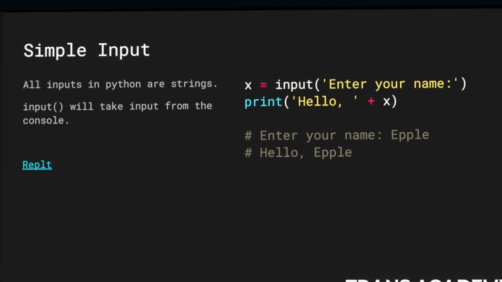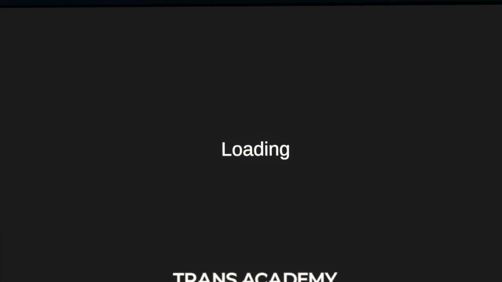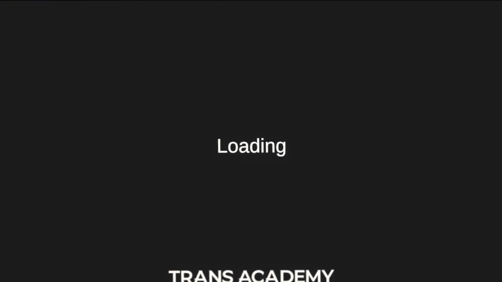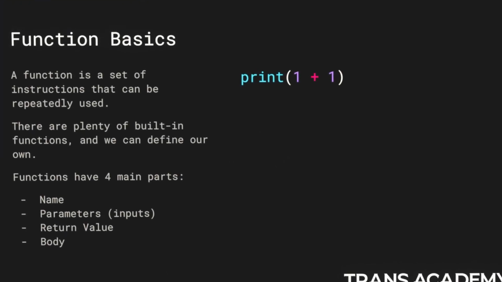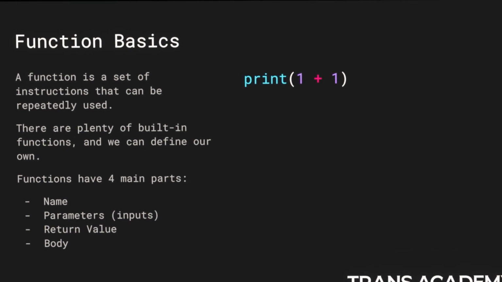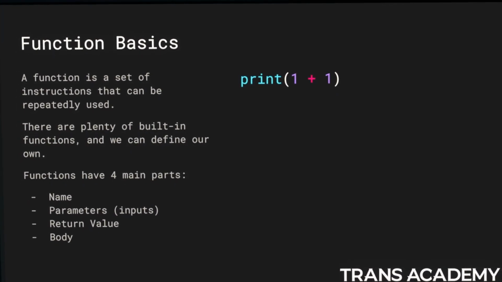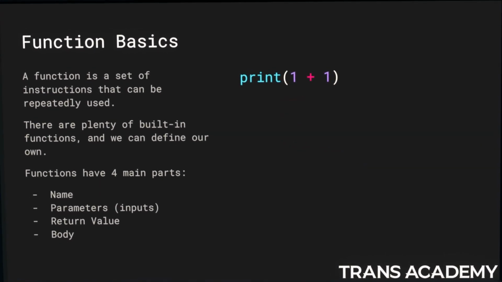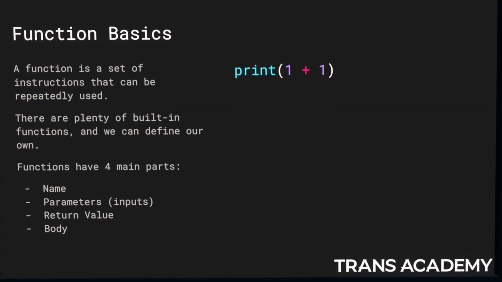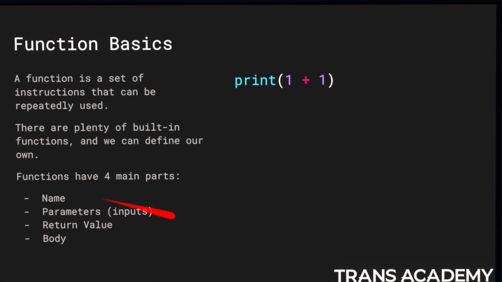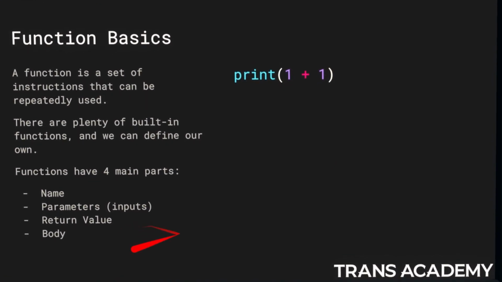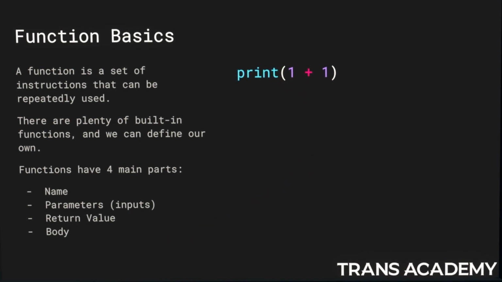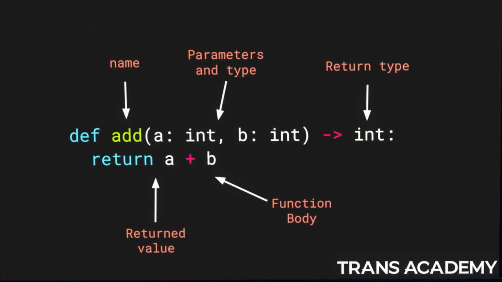We also did cover input, like how you would gather input from a user. We also covered functions a little bit. A function is a set of instructions that can be repeatedly used, right? A function is going to have a name, a parameter for inputs, a return value, and a body. So let's show an example of this real quick.